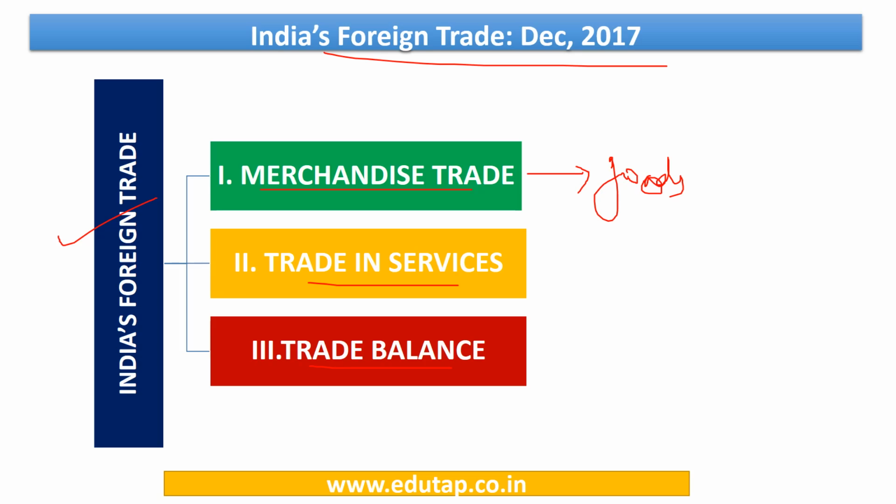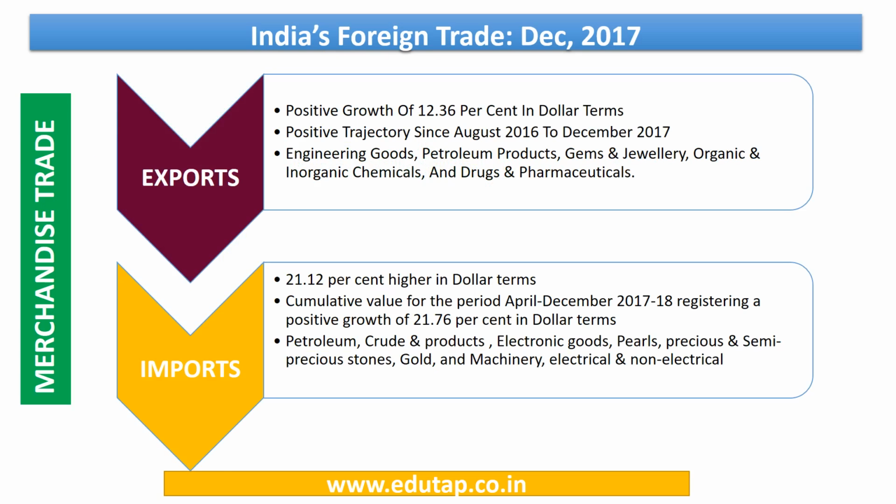So it gives how much we owe or how much surplus we have in terms of India's foreign trade with respect to the remaining world. The government has released data for the month of December 2017 with respect to the three different categories that we have just discussed. The first one here is merchandise trade. In merchandise trade we have two sections. The first one is exports and the other one is imports.